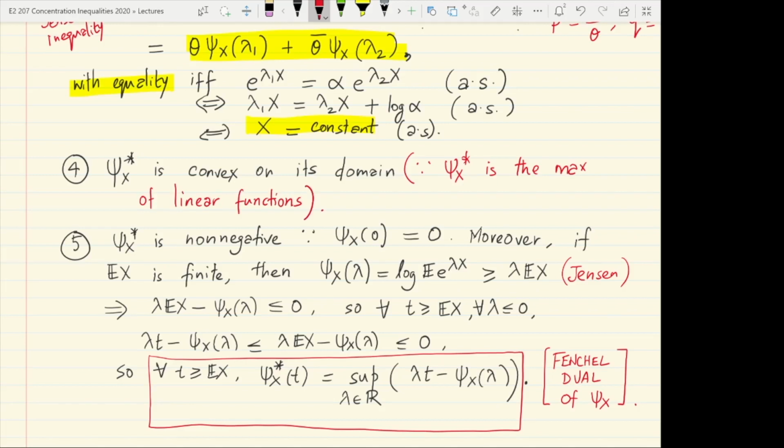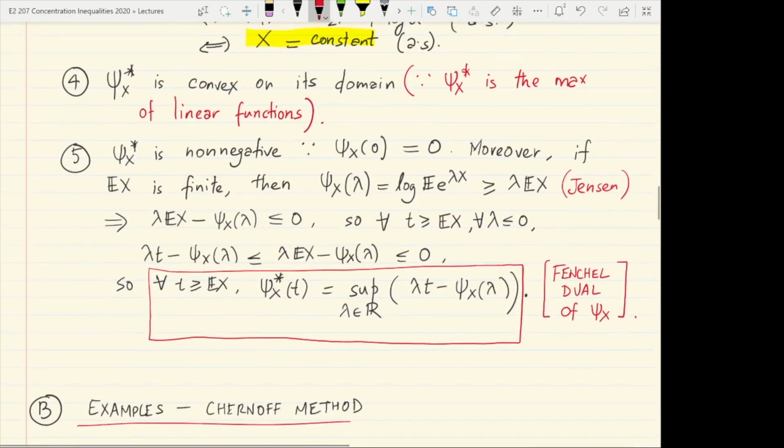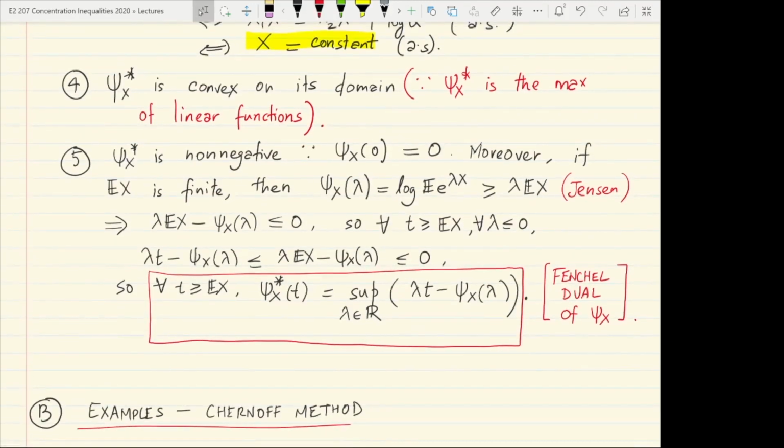Okay, and it's very easy to show that if you have two or more linear functions, if you take the max of them and form a new function, that's always going to be convex. Okay, you can just convince yourself about this. The next property about Cx star, which is the Kramer transform, is that it is always non-negative. It cannot be negative at all.